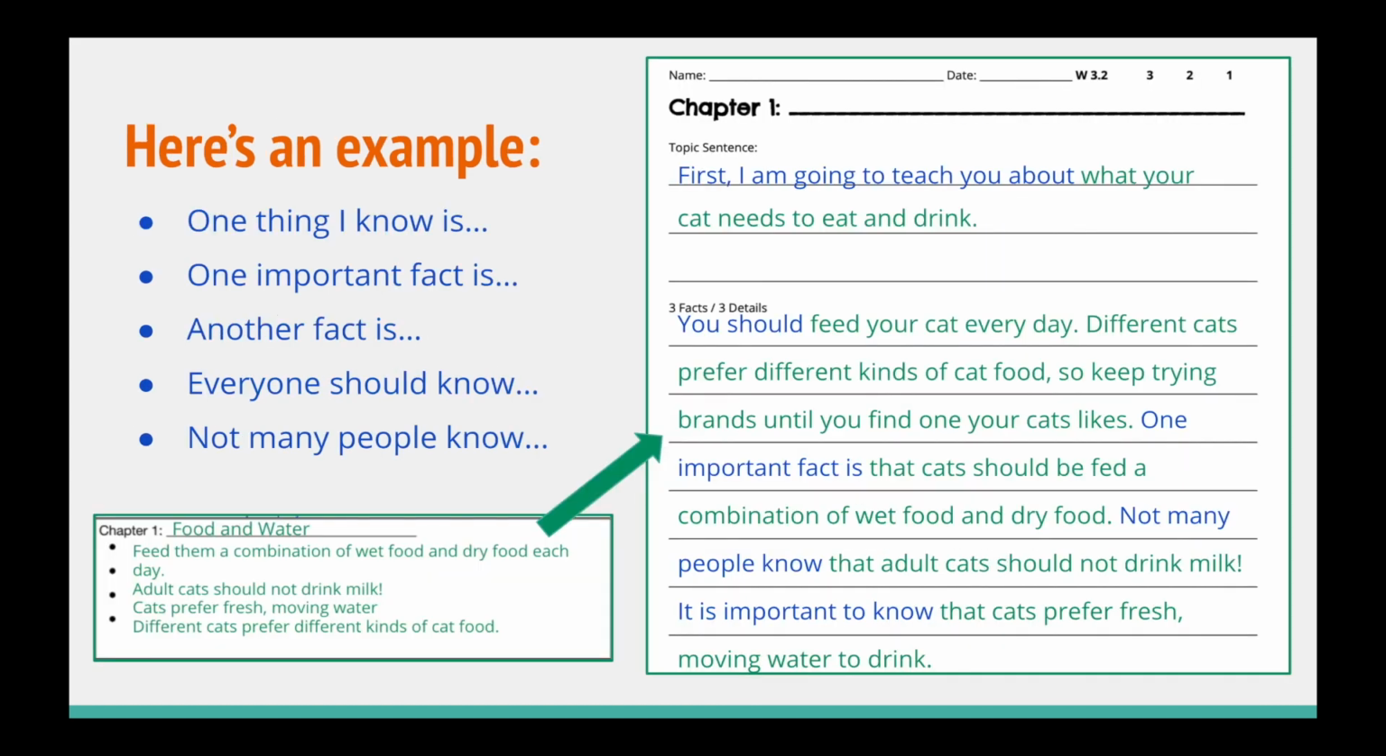Here's an example. I'm going to start with my topic sentence and then read all the way through to the end. First, I'm going to teach you about what your cat needs to eat and drink. You should feed your cat every day. Different cats prefer different kinds of cat food. So keep trying brands until you find one your cat likes. One important fact is that cats should be fed a combination of wet food and dry food. Not many people know that adult cats should not drink milk. It is important to know that cats prefer fresh moving water to drink. And again, any part that's in blue is a part that you can copy and apply to your own writing.